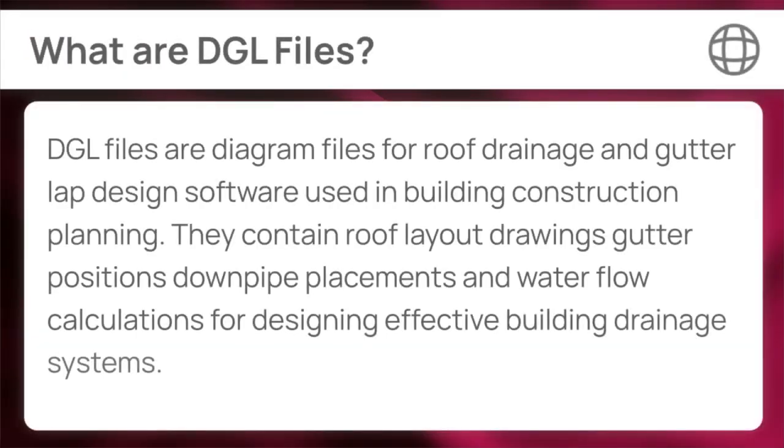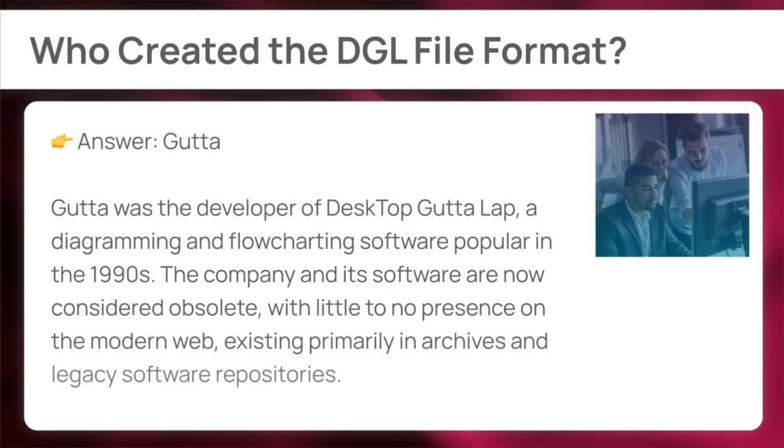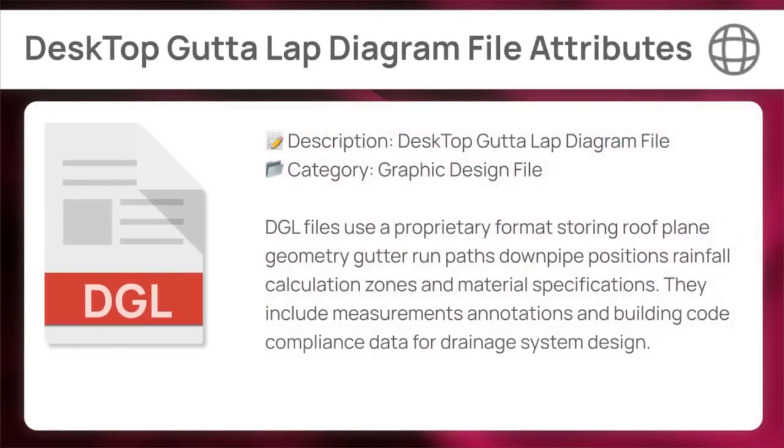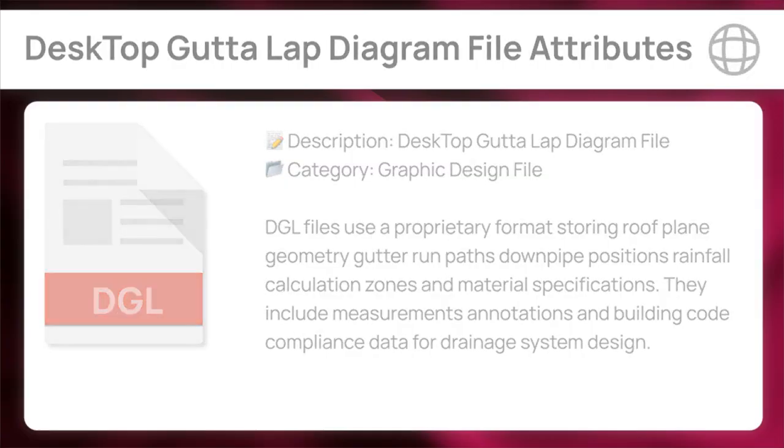DGL files are diagram files for roof drainage and gutter lap design. Software used in building construction planning, they contain roof layout drawings, gutter positions, downpipe placements, and water flow calculations for designing effective building drainage systems. DGL files use a proprietary format storing roof plane geometry, gutter run paths, downpipe positions, rainfall calculation zones, and material specifications. They include measurements, annotations, and building code compliance data for drainage system design.